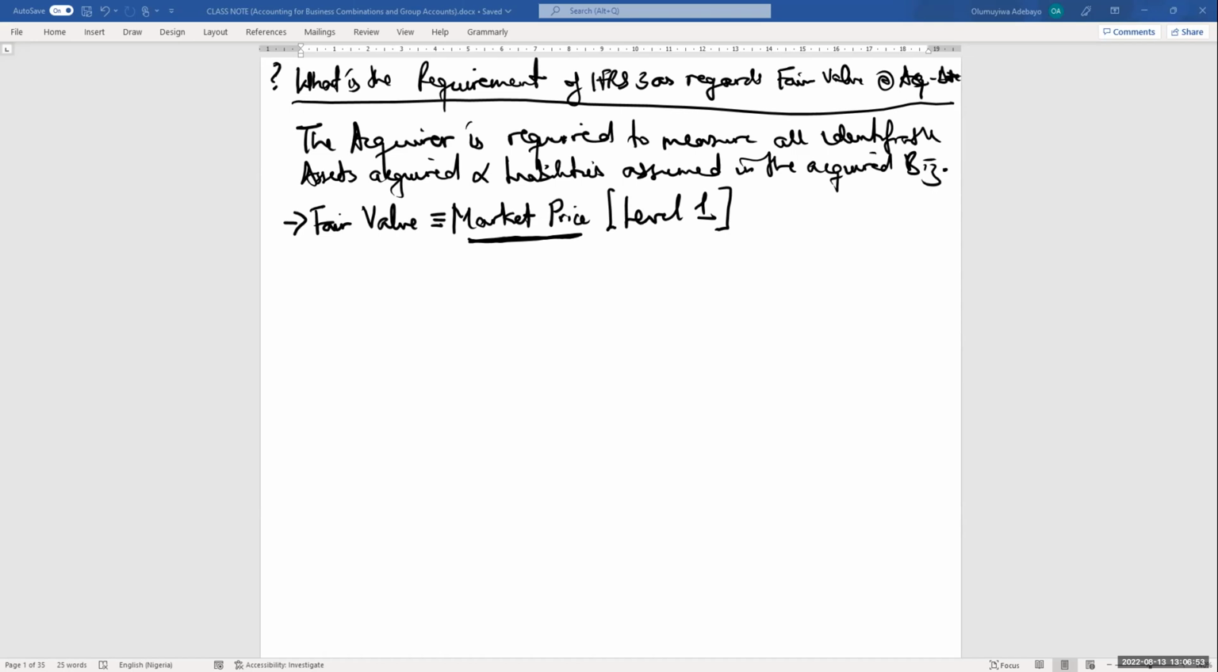And therefore, we'll now see how this impacts the amount of goodwill that may have been recognized at the point of acquisition. Now, before we go into an illustration that depicts this, I want somebody to ask questions, request clarification, or make one or two contributions when necessary. The floor is open.